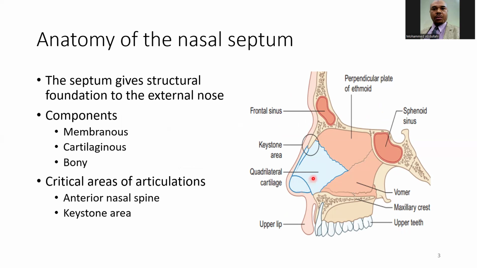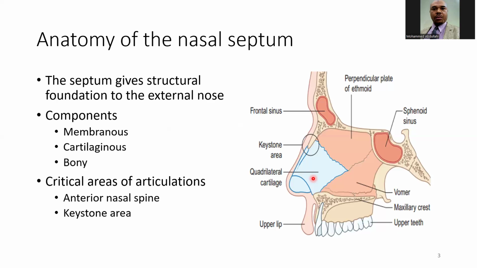The cartilaginous component is quadrangular in shape. Inferiorly it is attached to the maxillary crest. Superiorly it is attached to the upper lateral cartilage. And behind, it is attached to the perpendicular plate of ethmoid in the posterior superior aspect, and to the vomer in the posterior inferior aspect.